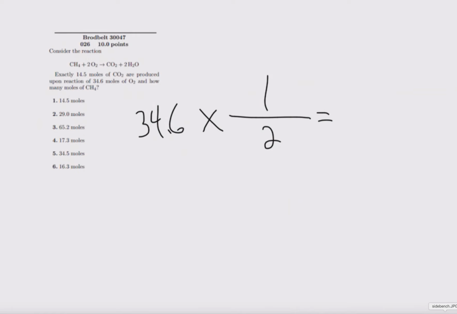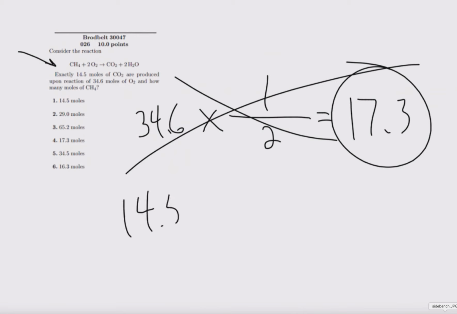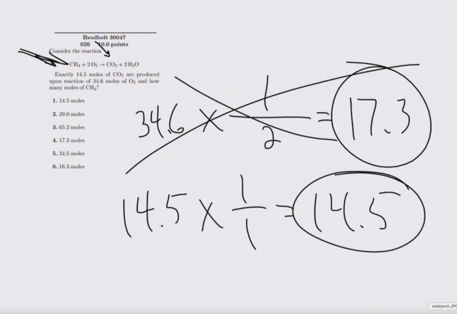34.6 divided by 2, or times 1/2, is 17.3. So if we used all the oxygen, we'd get 17.3 moles of CO2, but we didn't. We only got 14.5 moles, which means that the limiting reactant here is the CH4. Since the amount of CH4 that we use has to be equal to the amount of CO2 we get, we must have reacted 14.5 moles of CH4 to get 14.5 moles of CO2.